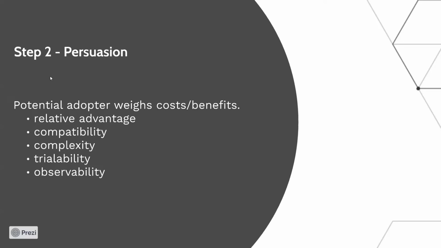And last is observability. Can it be seen or observed in real life? In other words, can I see my neighbor trying something out and therefore observe the risks or benefits without trying it myself? All of these items are ways that we might weigh costs and benefits to something new introduced in our lives, just like another individual or another organization may assess the benefit or cost of an innovation in their life.